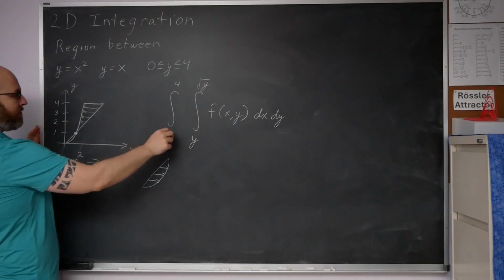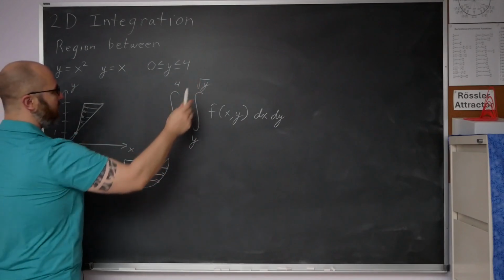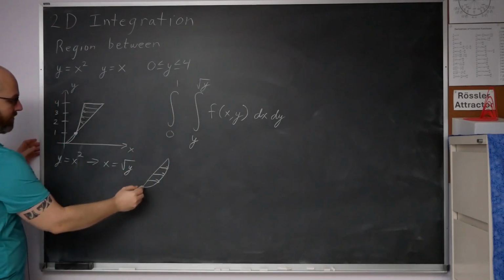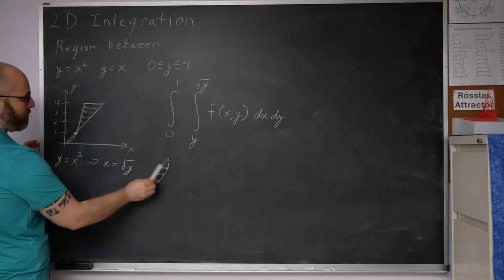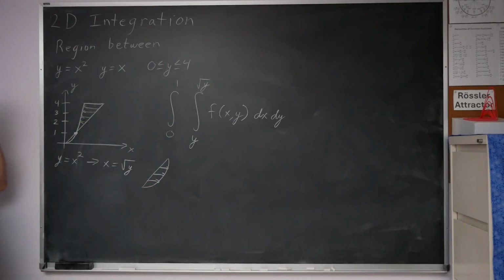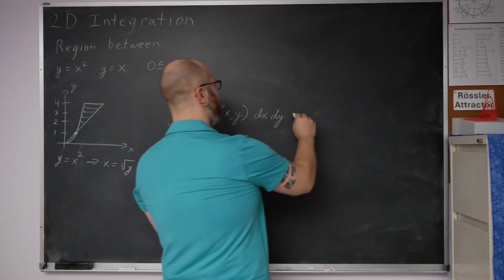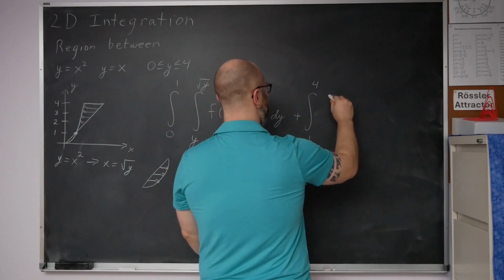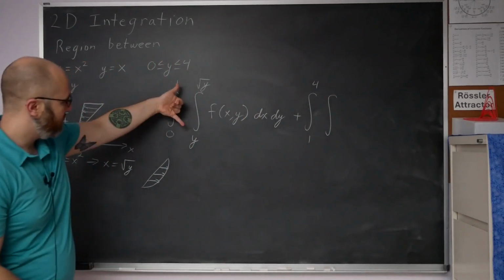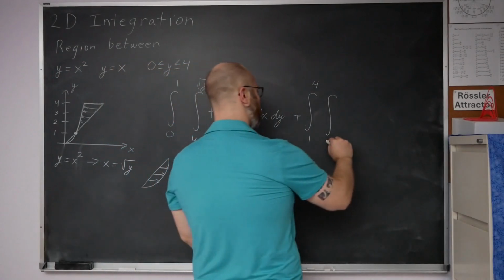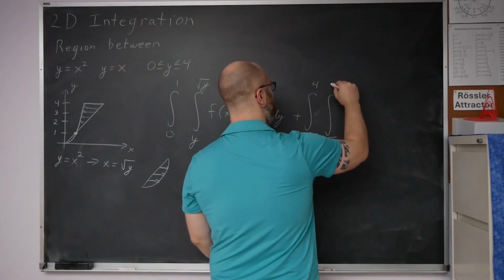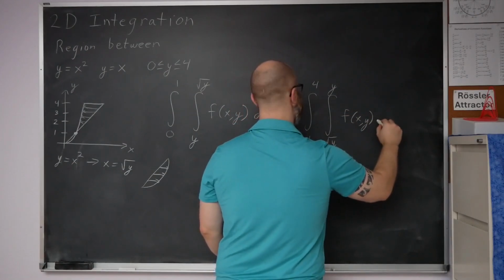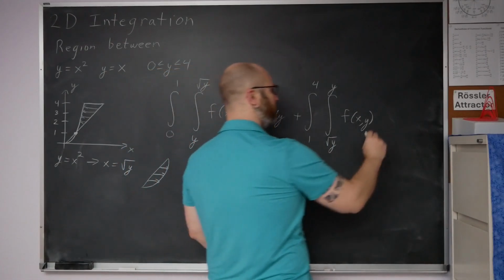So it's not going to be 0 to 4 of y to square root of y. It's going to be 0 to 1. That'll handle this region, going from the line to the parabola. But then we need to add on the integral from 1 to 4. We have to flip these, so it's going to be square root of y to y. And it's the same f of x, y function, and the same dx dy order.